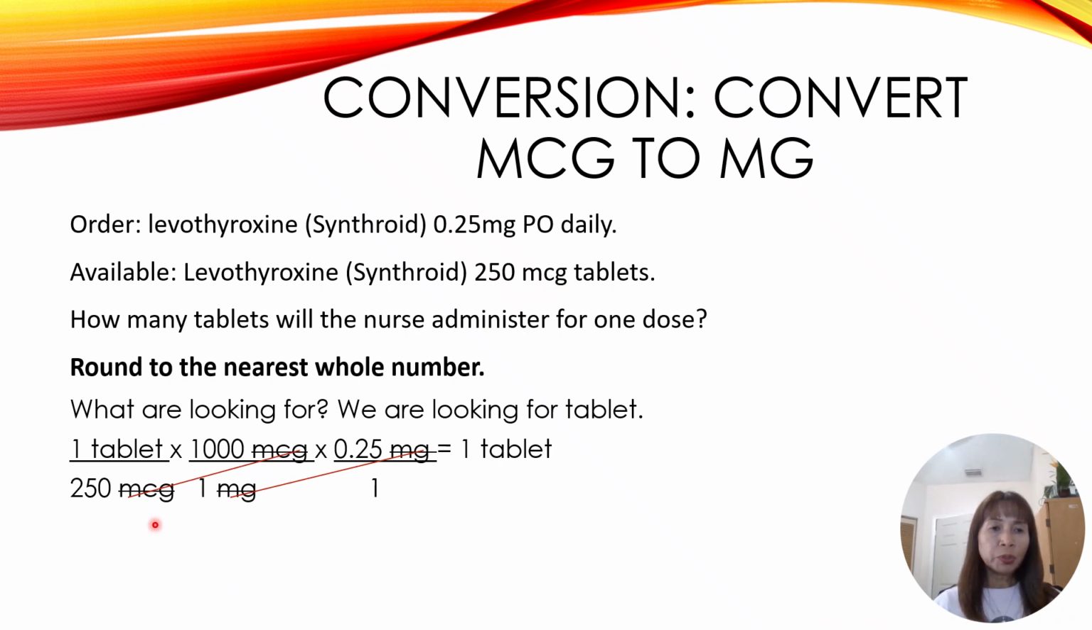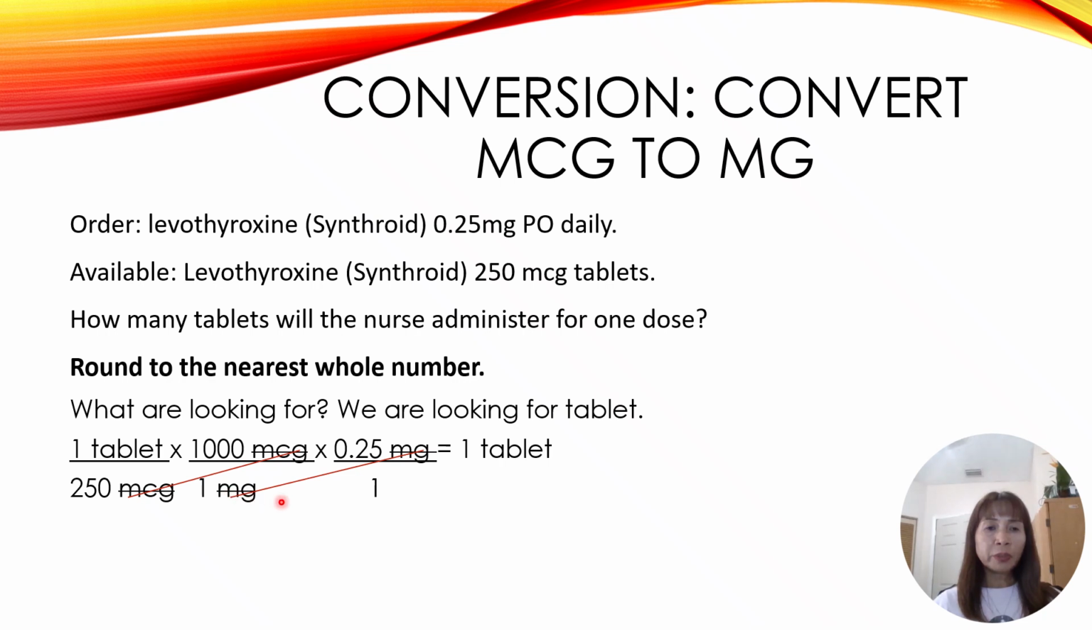Now we are going to cancel mcg. So we put on top 1000 mcg and 1 milligram. So 1000 mcg is equal to 1 milligram. Now we cancel mcg and mcg. So now we have milligrams. We also have to cancel these milligrams because we only need a tablet.